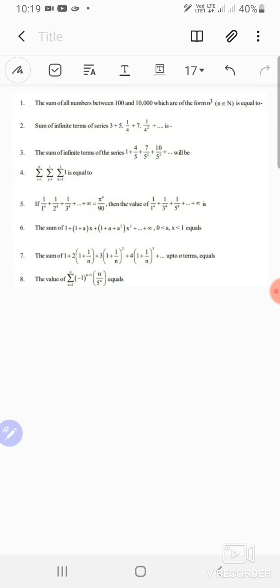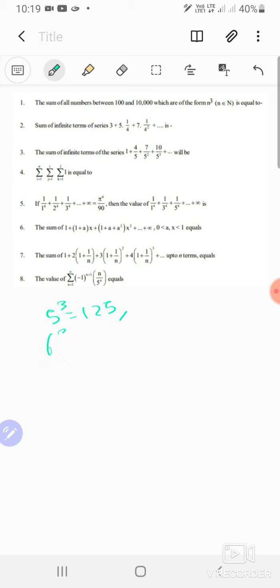So, the sum of all natural numbers between 100 and 10,000 which are of the form n cubed, such that n belongs to the natural numbers, is equal to... Okay, fine. So n cubed between 100 and 10,000. First of all, just find the smallest cube which is greater than 100. So I think 5 cubed, right? Okay, 5 cubed is 125.